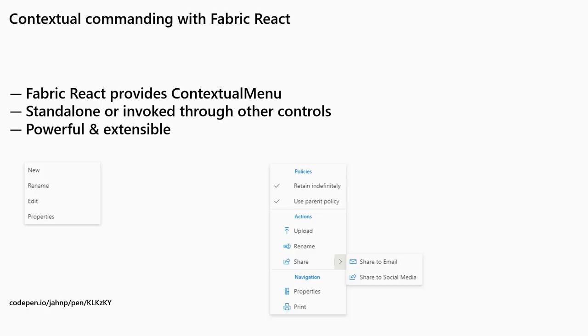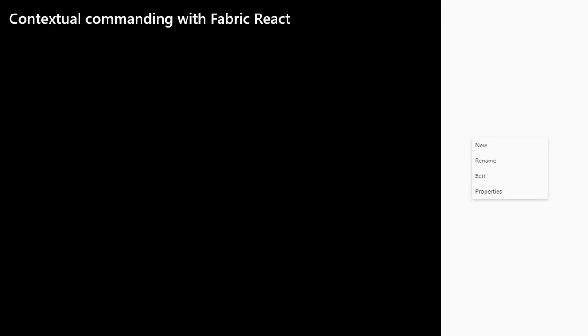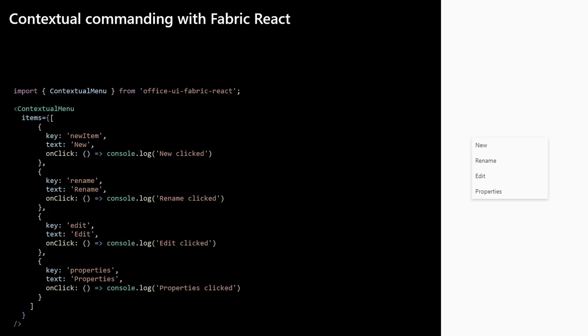So let's see now how easy it is to use a standalone contextual menu. So you can see here, it's pretty straightforward. All you need to do is, like with the progress indicator, make sure that you are importing the contextual menu control from Fabric React. Then instantiate a contextual menu with an items collection passed to the items prop. Each item should have a unique key to identify it, text for a label, and a click handler to handle the interactions. So this is how you use a standalone contextual menu kind of on its own.